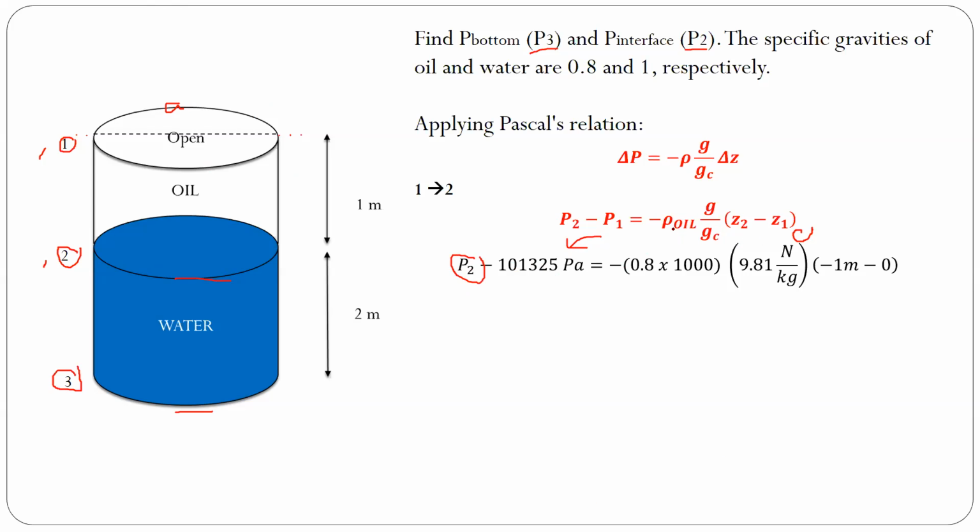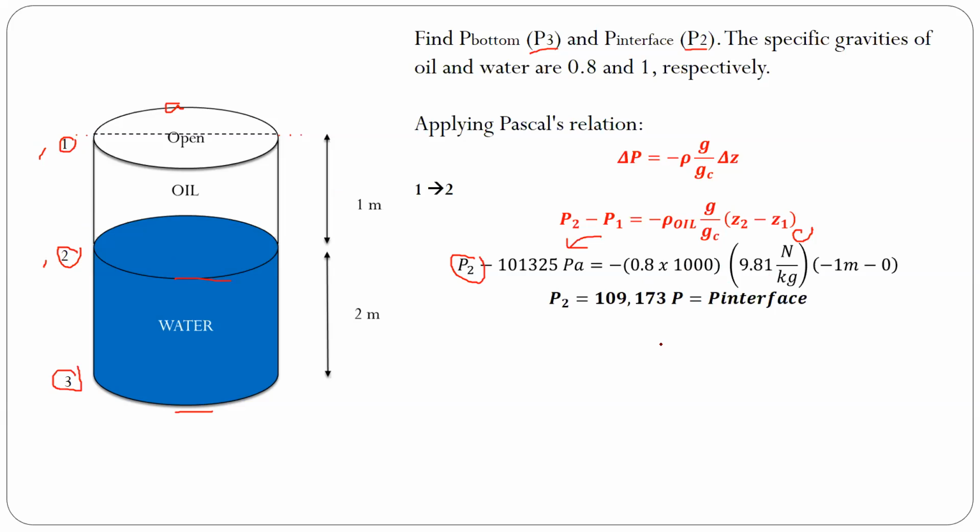Now, what is the density of oil? The density of oil, remember, is the specific gravity times 1,000. We are using SI, so 1,000 is our reference fluid, which is the density of water. And g is 9.81. Z2 minus Z1, right? Z2 is 1 meter, so that's negative 1 minus 0. It is below our datum line, so it is negative.